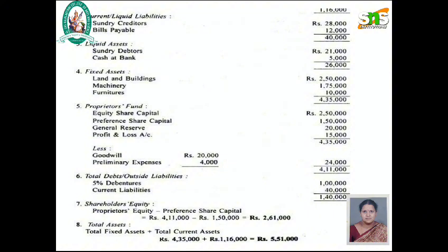So here liquid assets include sundry debtors, cash at bank. Fixed assets include land and building, machinery, furniture. Proprietors fund includes equity share capital, preference share capital, general reserve, profit and loss account. Total debt and outsiders liabilities include 5% debentures, current liability. Shareholders equity is proprietors fund minus preference share capital. So total asset equals total fixed assets plus total current assets.